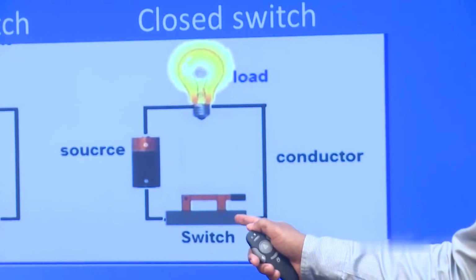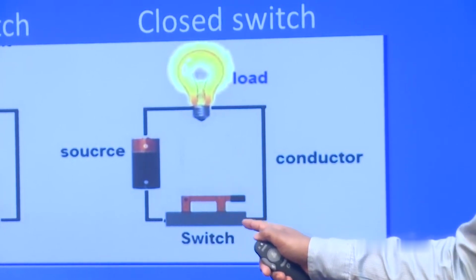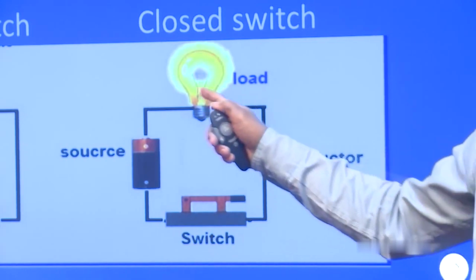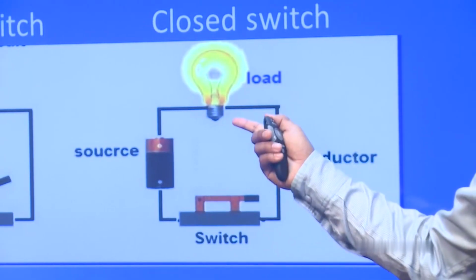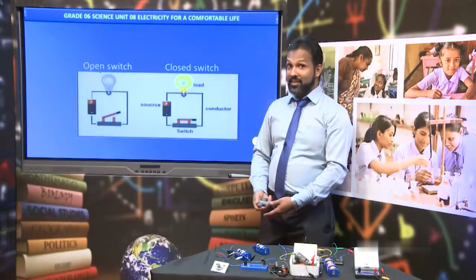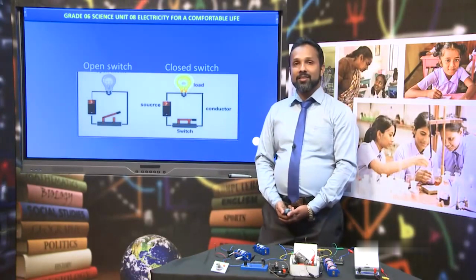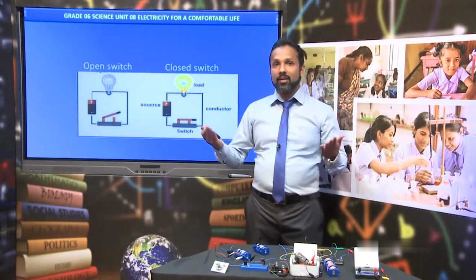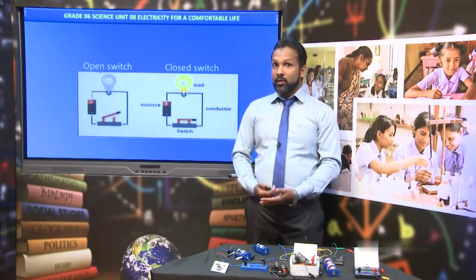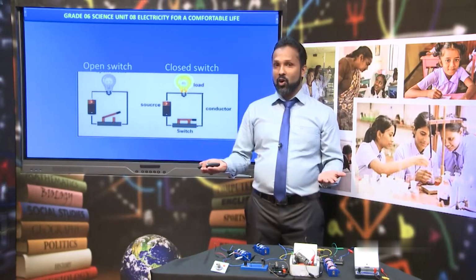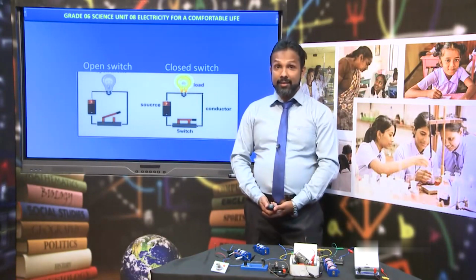The switch is properly connected, so electricity flows through the circuit, and the bulb glows. Then you can understand the main purpose of using a switch in a particular circuit. Switches are used to connect or disconnect the supply when and where necessary.